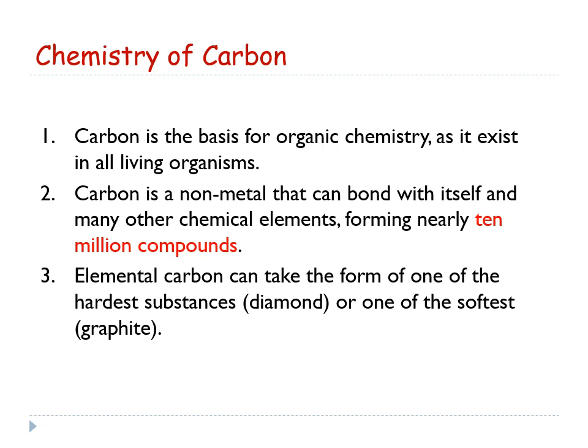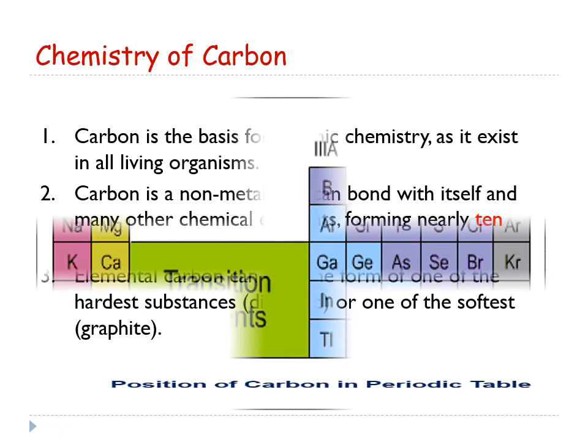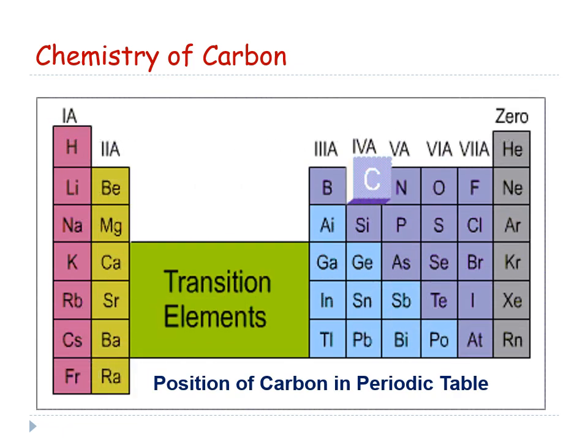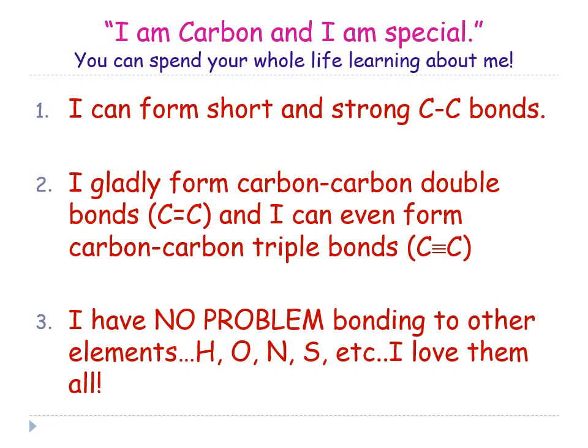It is the basis of organic chemistry since it exists in all living organisms. Carbon is a nonmetal that can bond with itself and many other chemical elements, and it can take the form of one of the hardest substances, which is diamond, and one of the softest substances, which is graphite. Here is the position of carbon in the periodic table. Now let's listen to carbon. It wants to talk about itself.